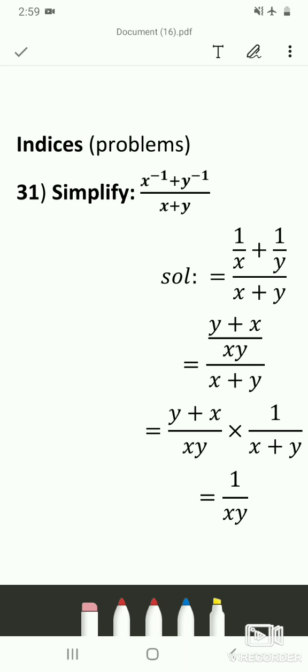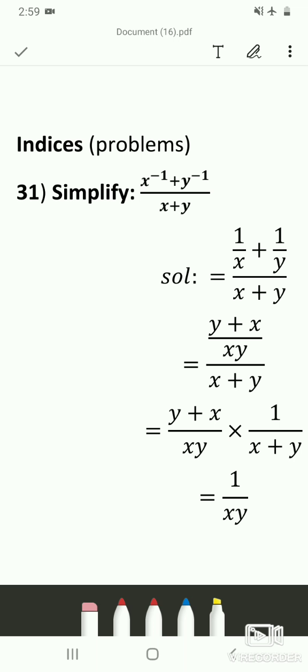So in today's video we'll be solving some more problems on laws of indices. I hope you guys are following all the videos and the problems that we are solving, and I hope you guys are working it out. So today we'll see some other type of problems.